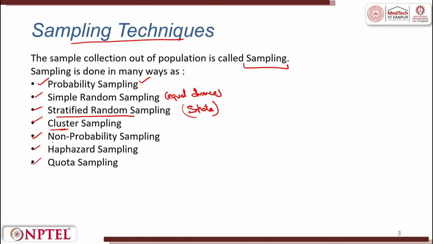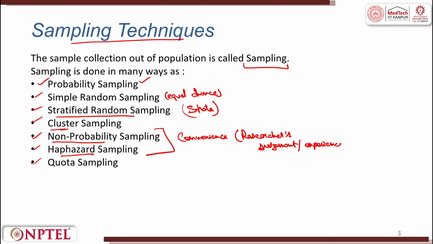Non-probability sampling is exactly opposite to probability sampling. That means not all the units have a chance of being selected. It depends upon the researcher's judgment or convenience. So, both non-probability and haphazard sampling are known as convenience sampling. It depends upon the researcher's judgment or experience.